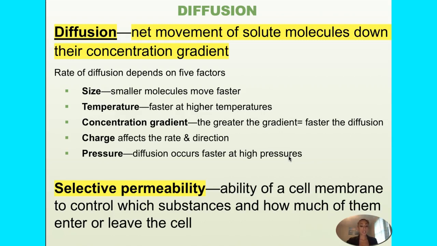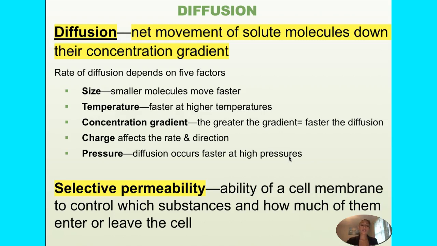The concentration gradient, so the greater the amount of solute you have in a solution, the obviously quicker that is going to actually diffuse across the entire new solution. And the charges affect the rate and direction as well in diffusion. Pressure does often occur, diffusion actually will occur quicker at higher pressures than in lower pressures as well, because as you can imagine, it's kind of like you're just pushing all these molecules, giving them more pressure to be pushed through to the other side of a membrane.